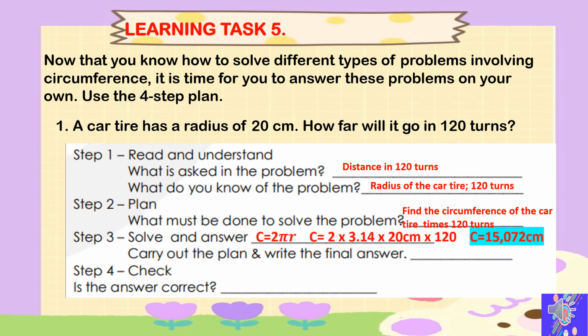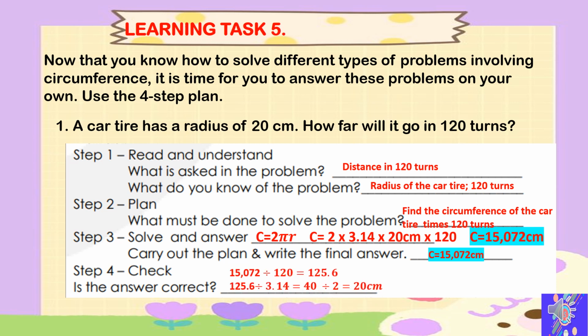The given is radius, so we will use the formula circumference is equal to 2 pi r. So that means 2 times 3.14 times 20 centimeters times 120 turns. When you multiply that, the answer will be 15,072 centimeters, and that is our final answer. So C is equal to 15,072 centimeters.